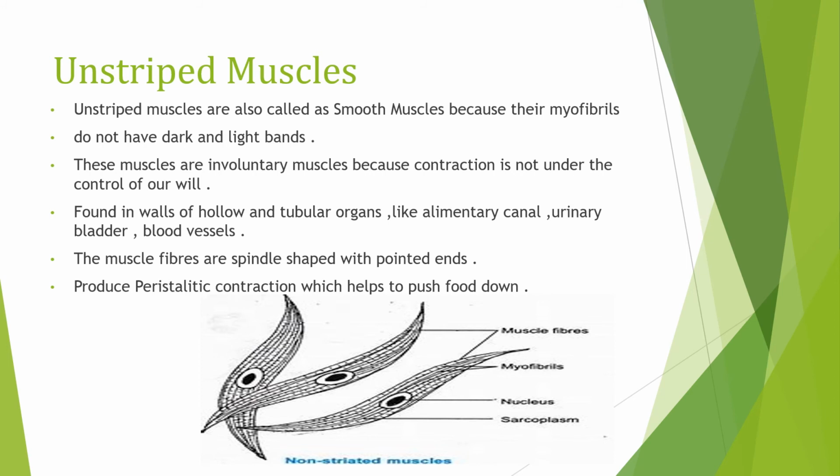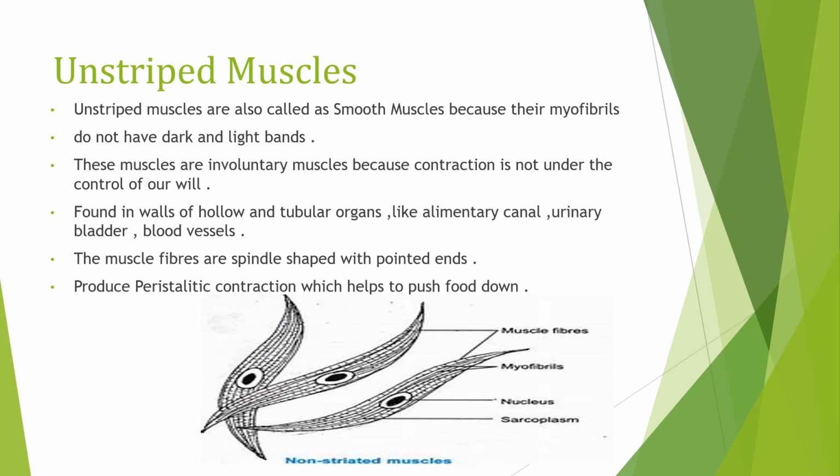Unstriated muscles are also called unstriped muscles, non-striated muscles or smooth muscles. They are also called involuntary muscles. Unstriped muscles are also called smooth muscles because their myofibrils do not have dark and light bands. अब आप फिगर में देखिए, स्ट्रेटेड मसल्स में आपने बैंड्स देखे थे, बट यहाँ आपने बैंड्स नहीं देखे, और इसके फाइबर्स की शेप भी देखिए पॉइंटेड है.